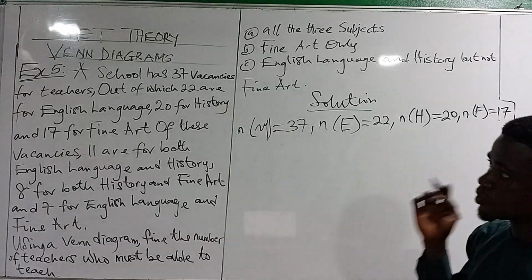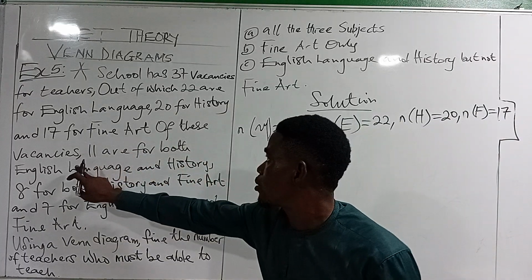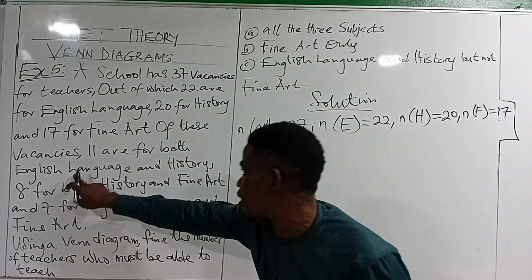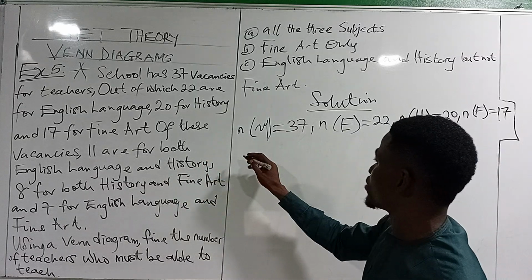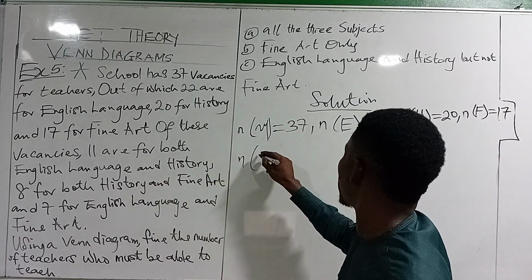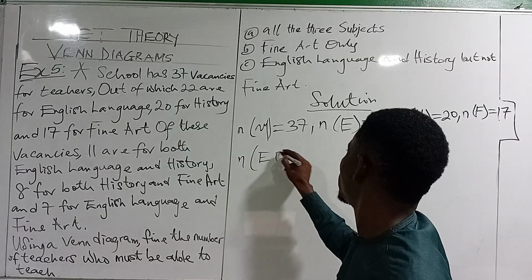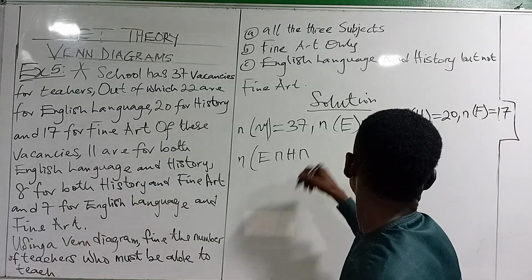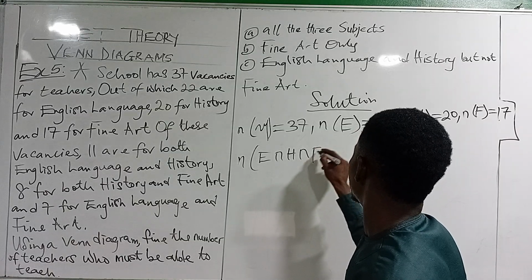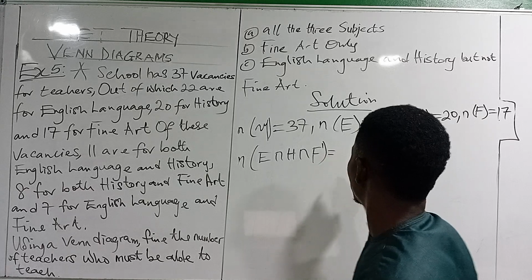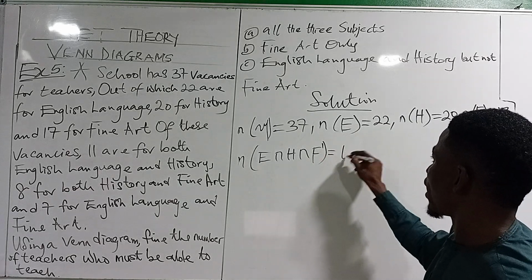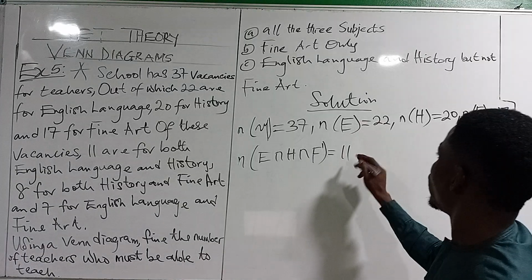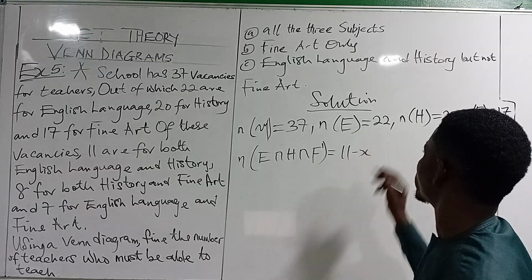17 for fine arts. Now, of these vacancies, 11 are for both English language and history. So in that case, we have 11, that is English language, intersection history, intersection what? Intersection fine arts. So you put x here, so this one is going to give you 11 minus x.